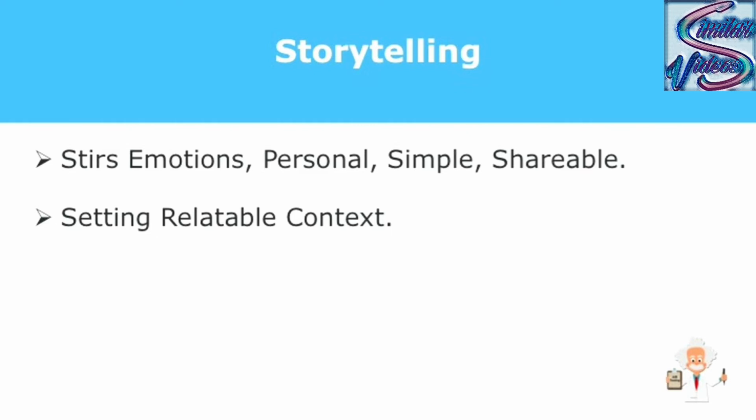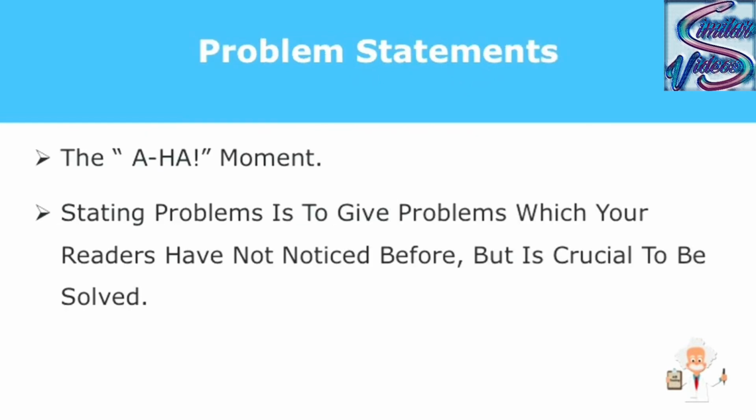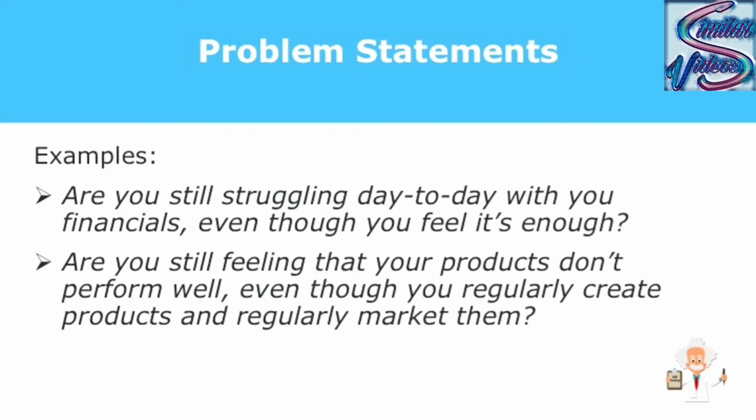Companies like Jack Daniels, Uber, and American Express are using stories. So why aren't you? Problem statements. The main goal of marketing a product is solving a problem. The most effective style of stating problems is to give problems which your readers have noticed before, but need to be solved. For example, are you still struggling day to day with your financials, even though you feel you earn enough?